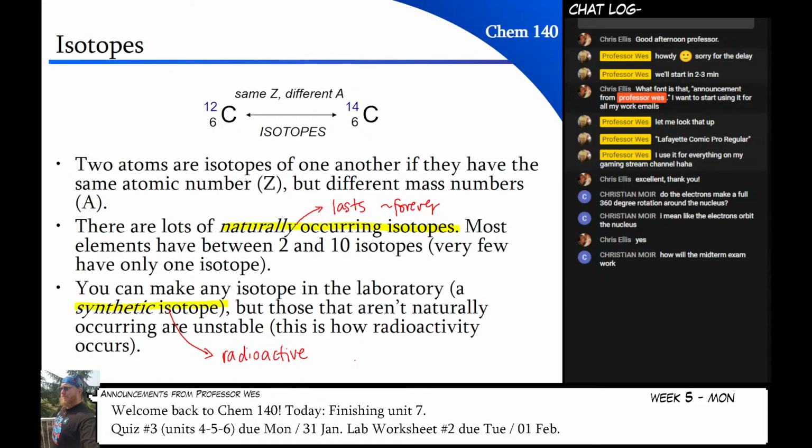They did exist at some point, but they radiated away, and now we don't observe them anymore. For instance, if you go digging around in the earth, you will never find any technetium. There is no technetium in the earth's soil. And the reason for this is because it is too radioactive. Its half-life is very short. It's about an hour or so.